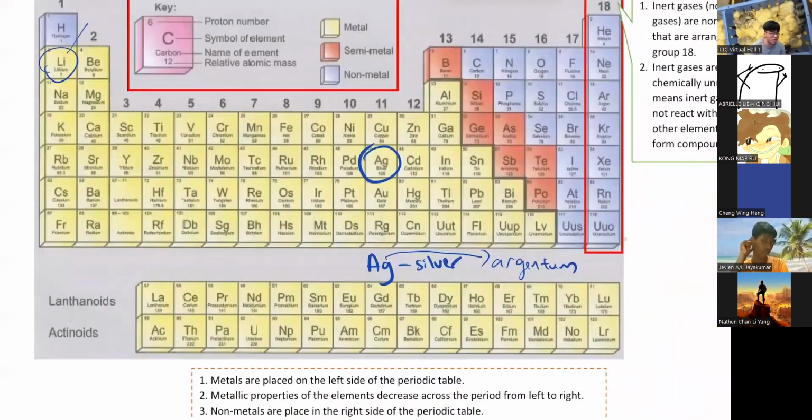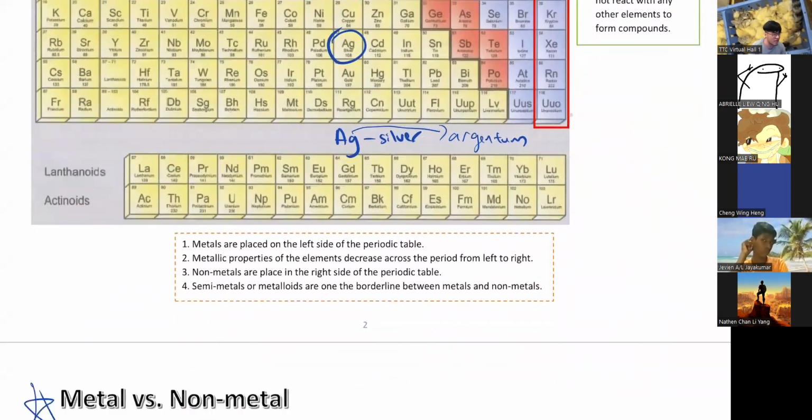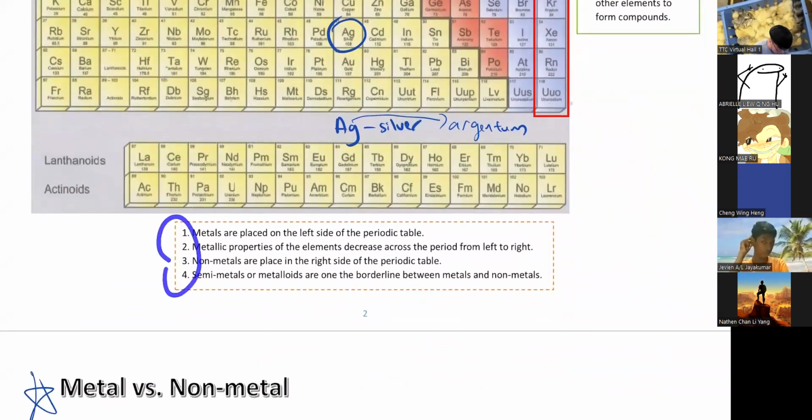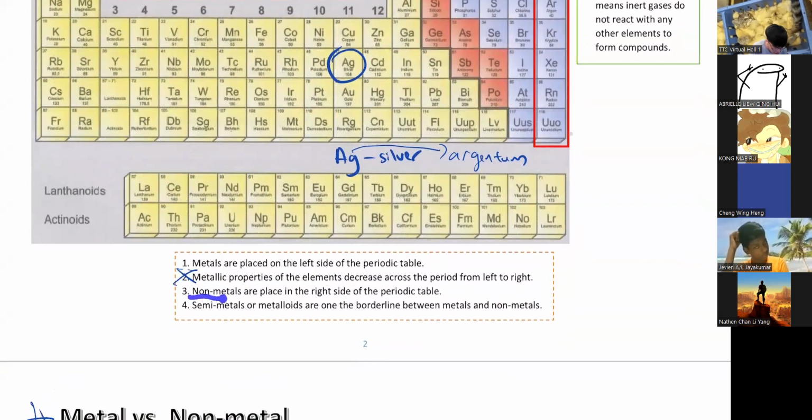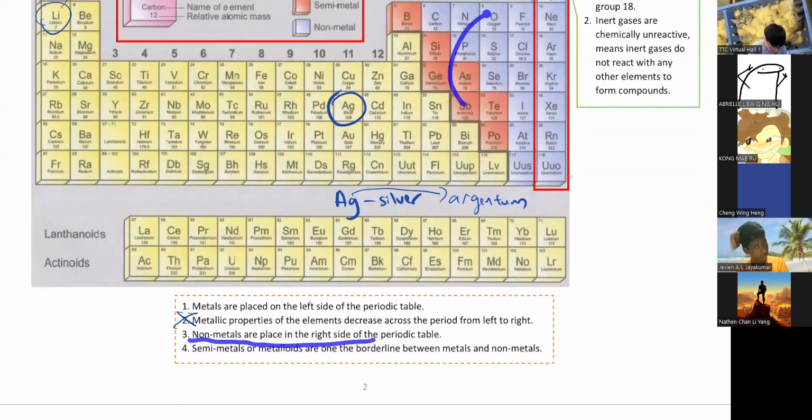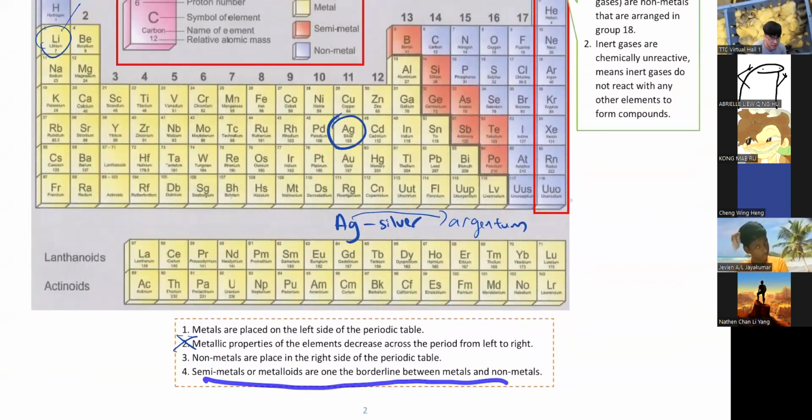Anyway, this is your periodic table. Really interesting stuff. Let's look at 1 to 4. Number 1, metals are placed on the left side. Metallic properties decrease, but this one you don't need to know. Number 2, non-metals are placed at the right side. Number 3, semi-metals or metalloids are borderline between metals and non-metals, which are these fellas. That's all you need to know, really.